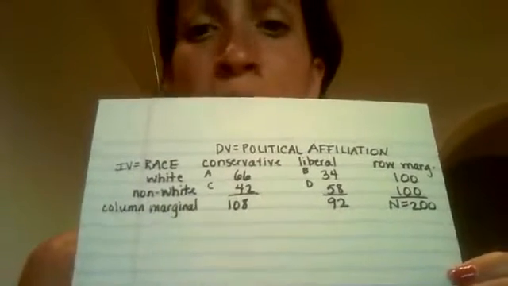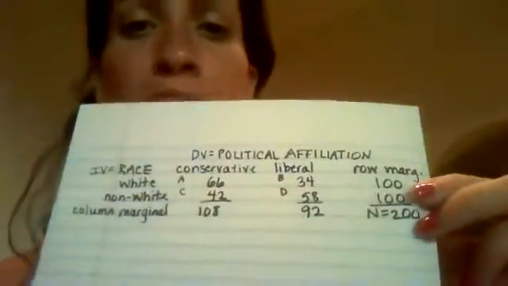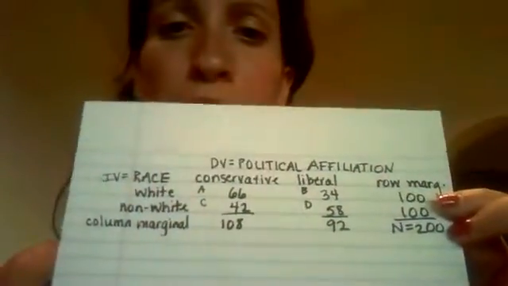So like cell A shows you, I'm looking at this backward. Cell A shows you that there are 66 white conservative people. Cell B shows you that there are 34 white liberal people. Cell C shows you that there are 42 non-white conservatives. And cell D shows you that there are 58 non-white liberals.